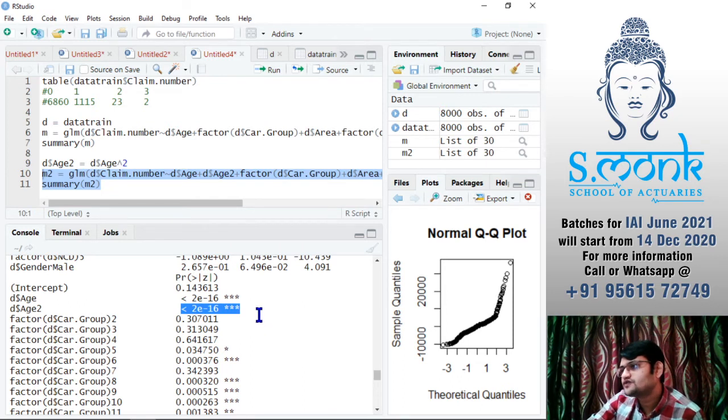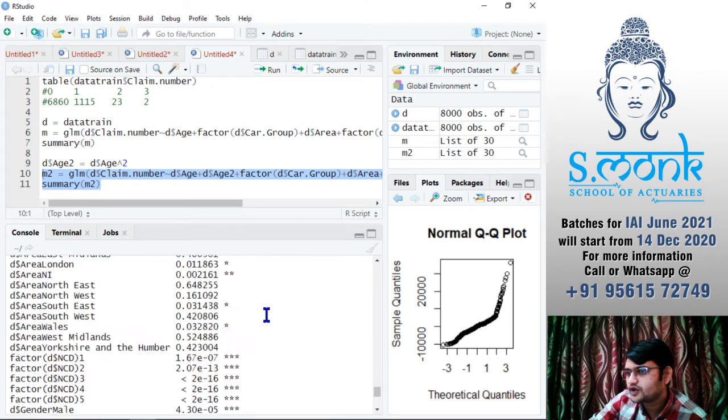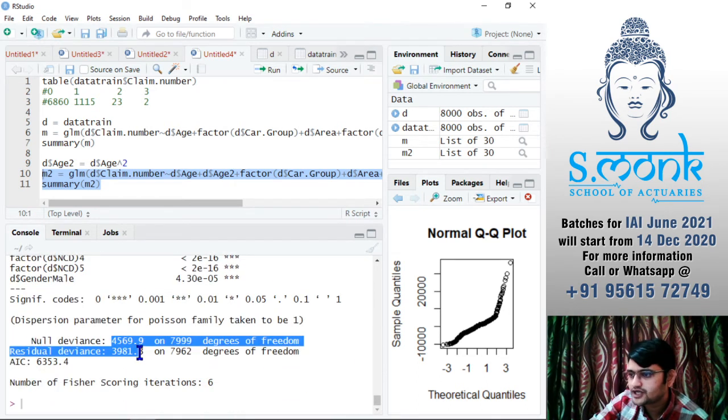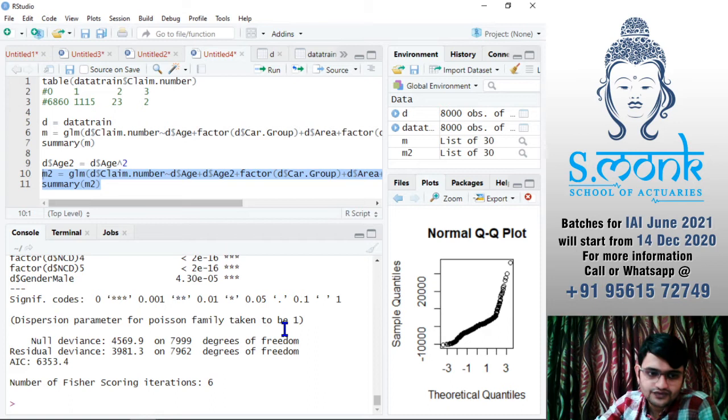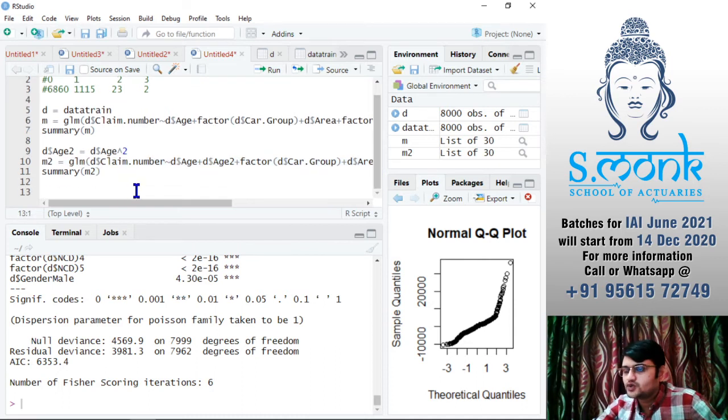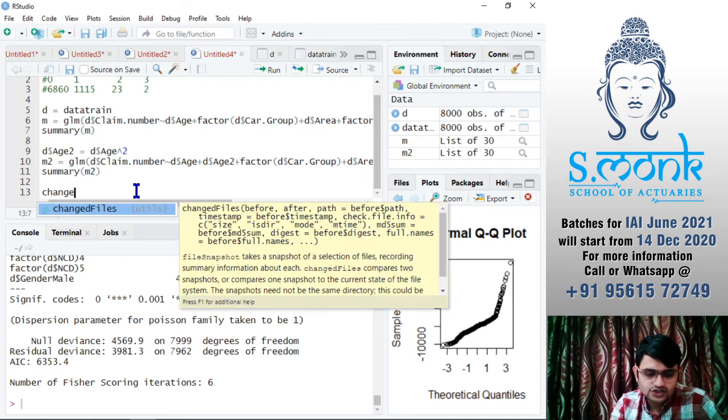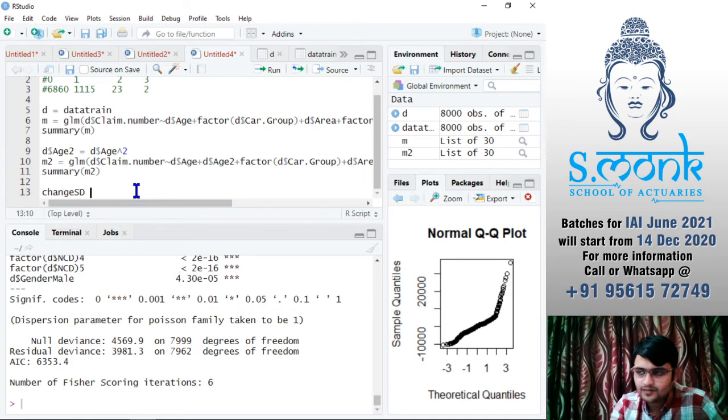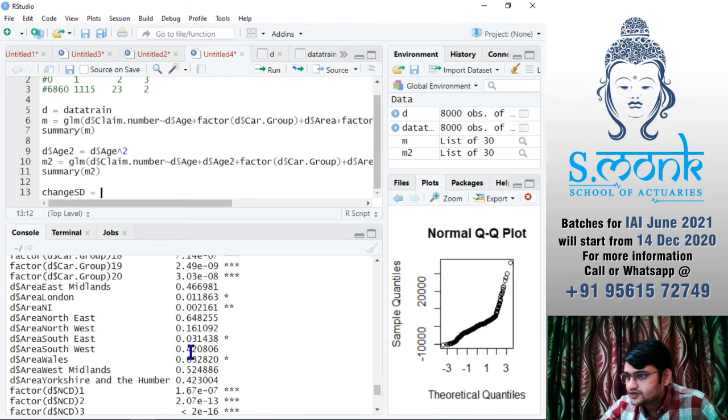Now another way of checking whether it is a very better fit or not is going to be using our change in scale deviance and stuff. Okay, so the scale deviance here is this much, and degree of freedom is here, because we have added one variable, so degree of freedom has decreased by 1. So to check whether my model 2 is better than model 1, I will say change SD will be equal to, I'll say 1 minus 2.